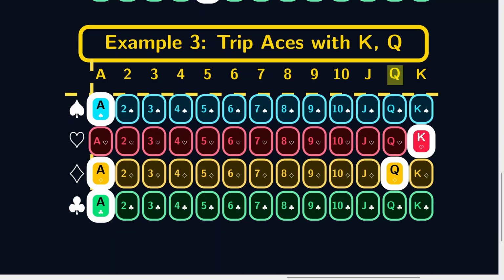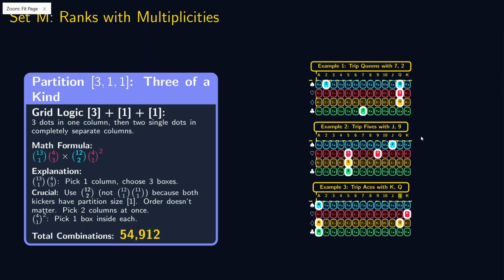Now let us build the formula, and there is one subtle but very important point here that I want you to pay close attention to, because it is easy to get wrong. For the three-of-a-kind column, we choose 1 rank from 13. 13 choose 1, and then we choose 3 boxes from 4 within that column. 4 choose 3, which equals 4. That gives us 13 multiplied by 4, which is 52.